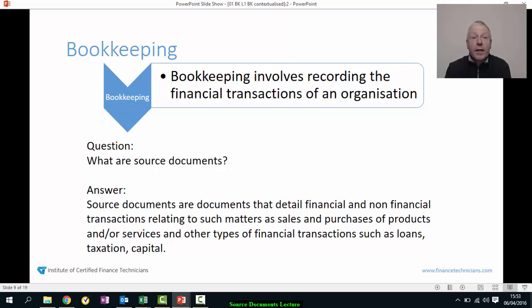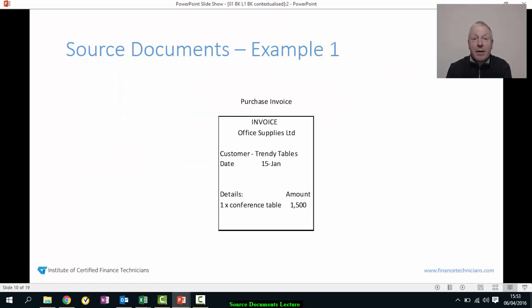So the long-winded absolute definition of a source document is documents that detail financial and non-financial transactions relating to such matters as sales and purchases of products and or services, and other types of financial transactions such as loans, taxation and capital. So here we have an example of what a source document looks like.